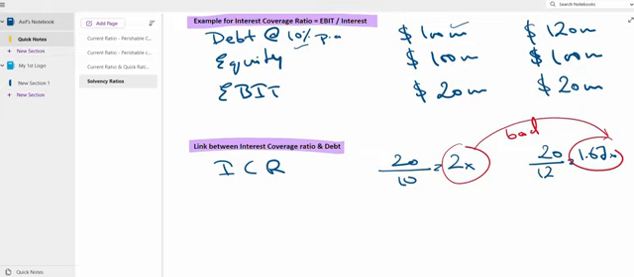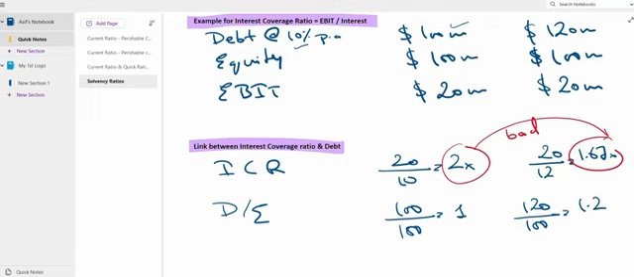If this is going bad, it tells me clearly that my debt to equity ratio might have also gone bad. Let's check the debt to equity ratio. In the first year, debt is 100 and equity is 100, so 1. In the second year, debt is 120 and equity is 100, which gives 1.2 times. So yes, the signal was correct. It has gone bad as well. This is how there is a link between these two ratios.